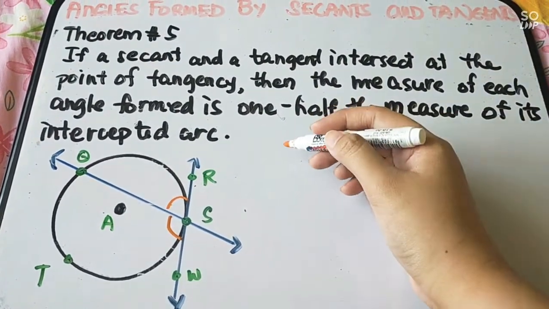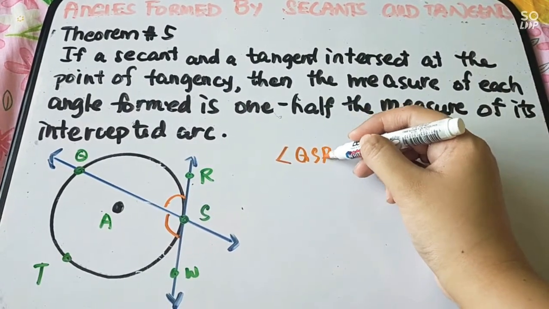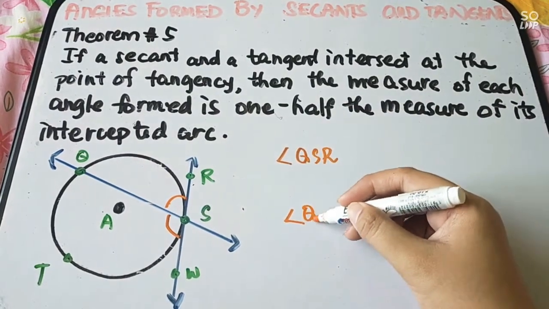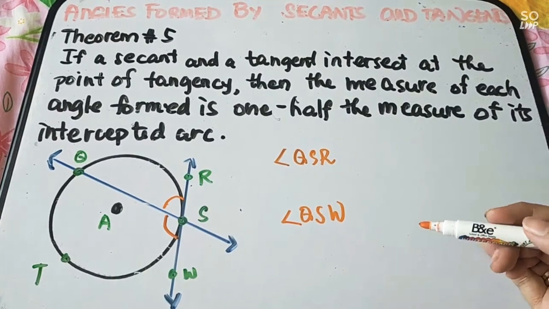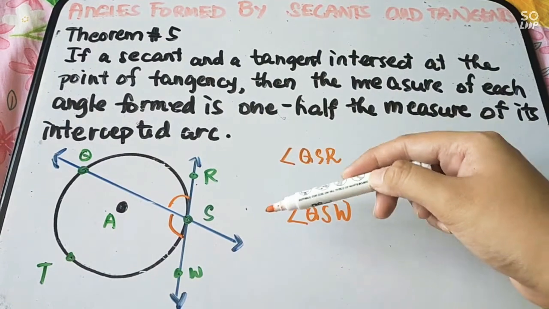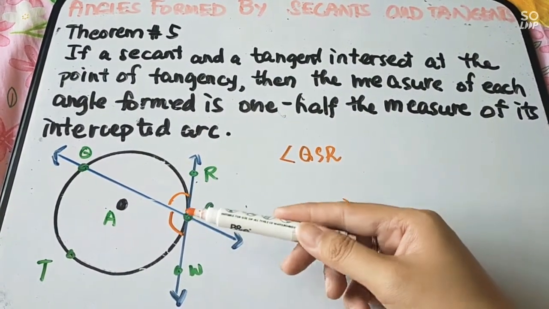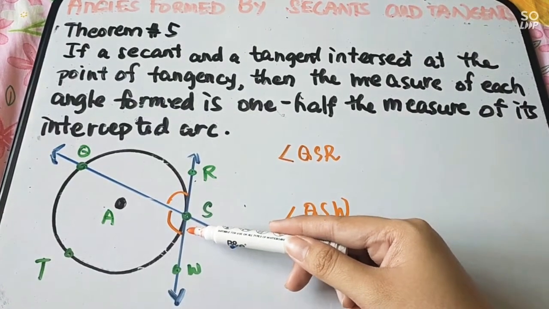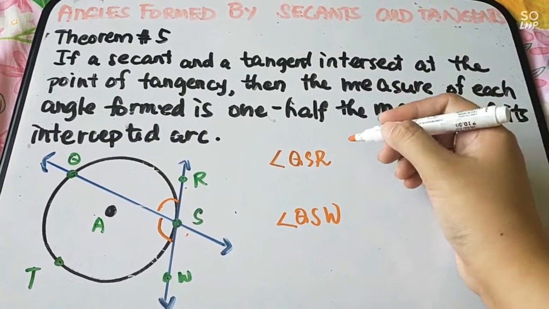Yan. So, si angle QSR at saka si angle QSW. Yun yung na-create na angle nung nag-intersect si segment QS or si secant line na QS at si tangent line na RW. Nag-intersect sila kay point S, which is the point of tangency. Is it clear? So, ito yung na-create nilang angles ngayon.